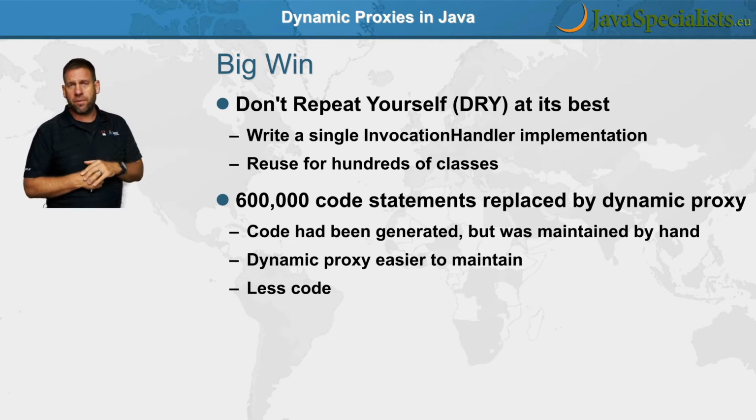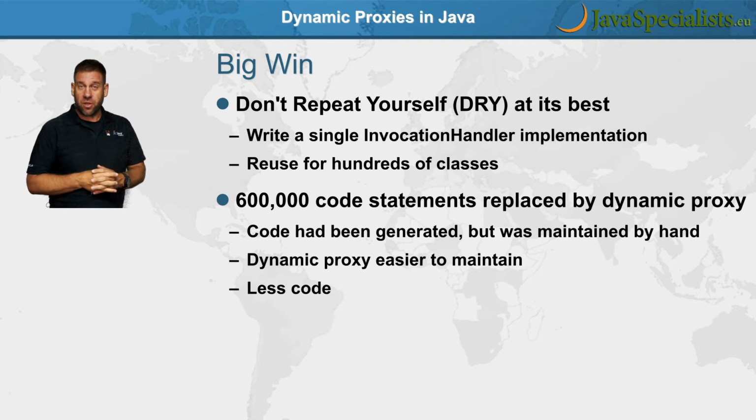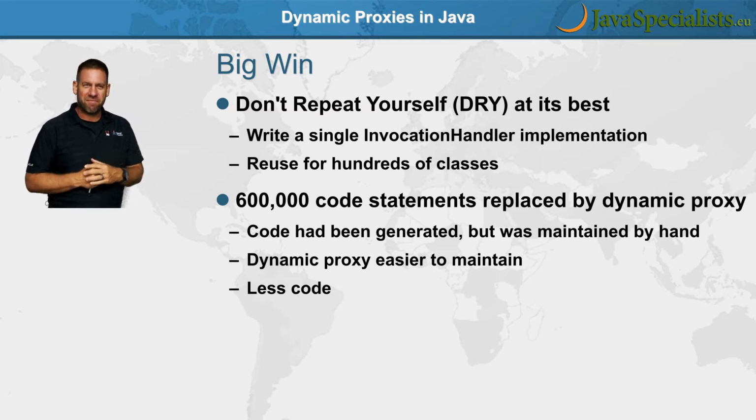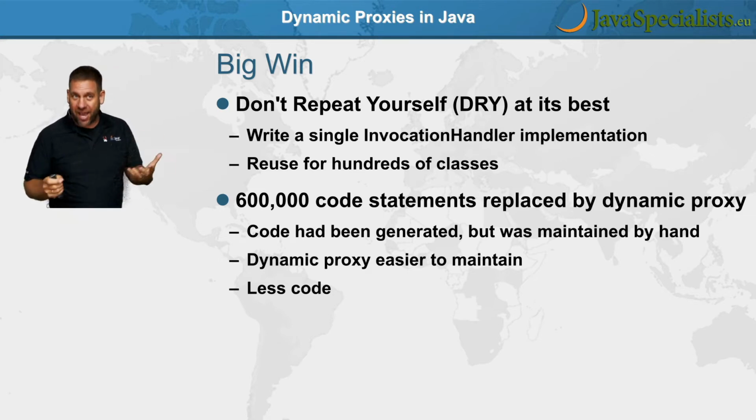In the biggest example, we took 600,000 code statements and replaced that with a single dynamic proxy. So it's a huge, huge win. And the code had not been written by hand. It had been generated, but after it was generated, then it had to be maintained by hand.